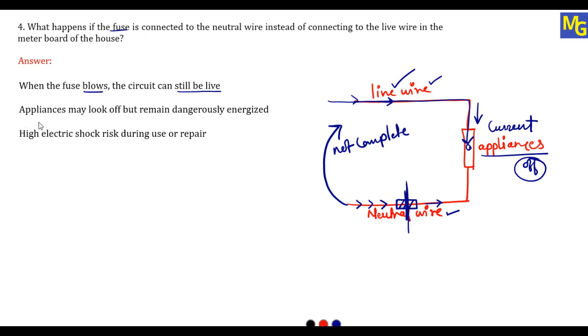Second point, appliances may look off but remain dangerously energized. It looks off from outside, but from inside it will be live, so it is dangerously energized. Third, high electric shock risk during use or repair. So in this case, if you call an electrician to repair these appliances, if he comes and directly touches these appliances, because from inside it is live, that person can get a high electric shock. And these are the three things which can happen if you connect this fuse into the neutral wire. So I hope you understood the answer for this question number 4.